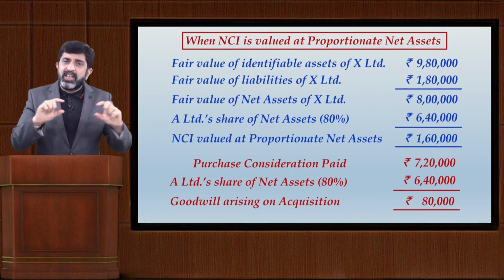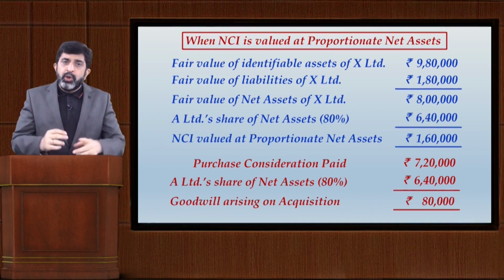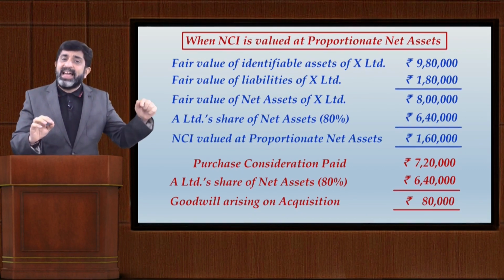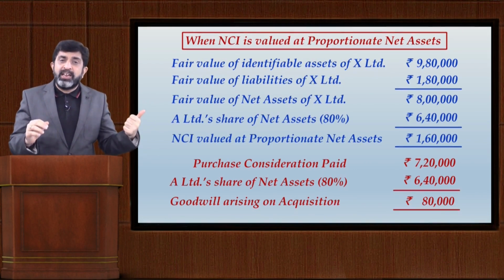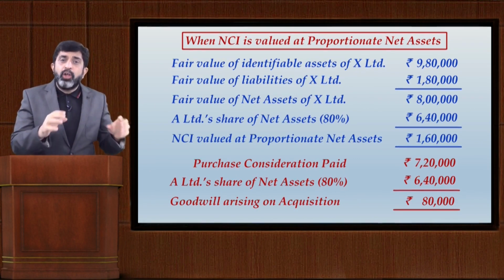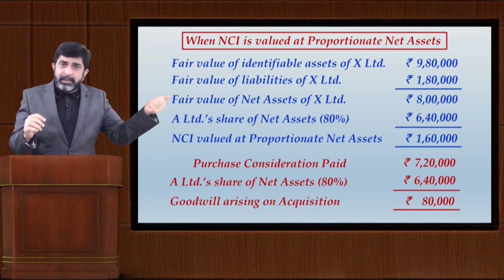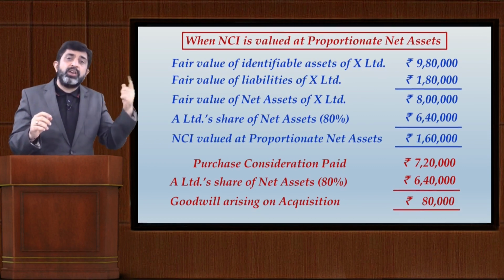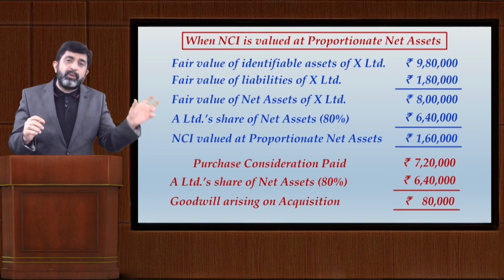You simply consider the amount of consideration that you have paid, that is 7,20,000. To that you add non-controlling interest, that is 1,60,000. And how did we get this 1,60,000? Because non-controlling interest is to be measured based on the proportionate net assets. So net assets of acquiree X Limited was 8 lakhs. Proportionate net assets belonging to non-controlling interest will be 20% of 8 lakhs, and that will be 1,60,000.